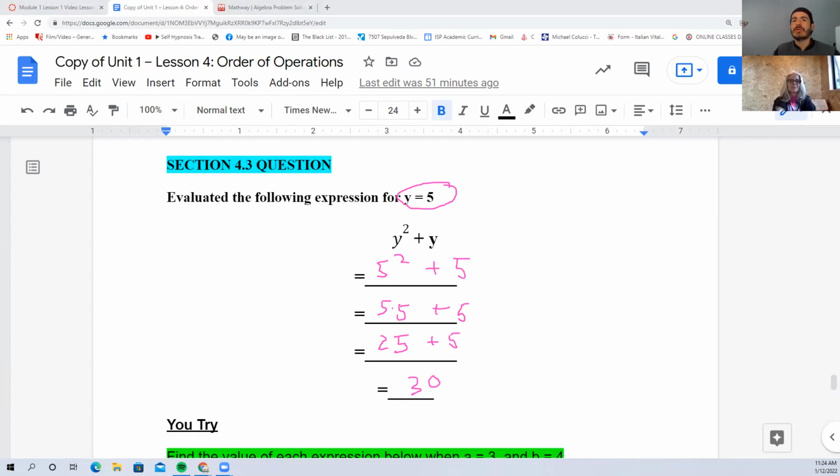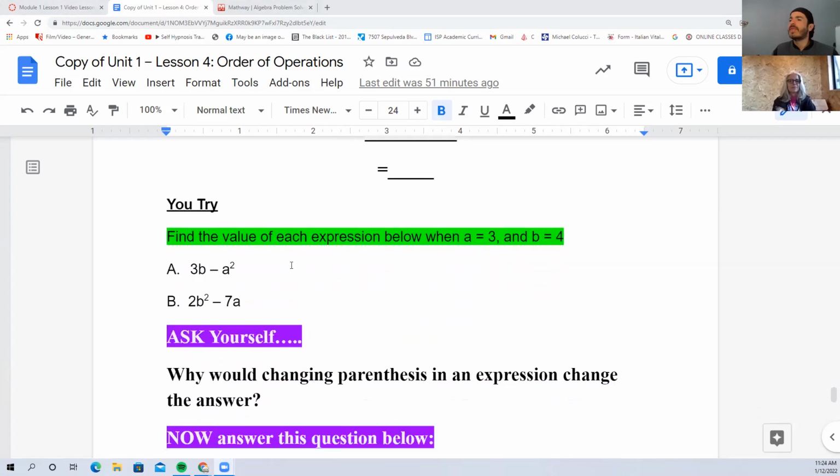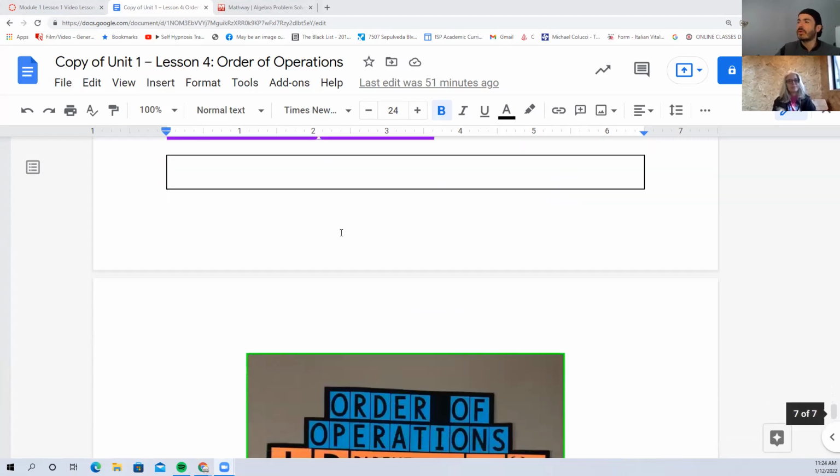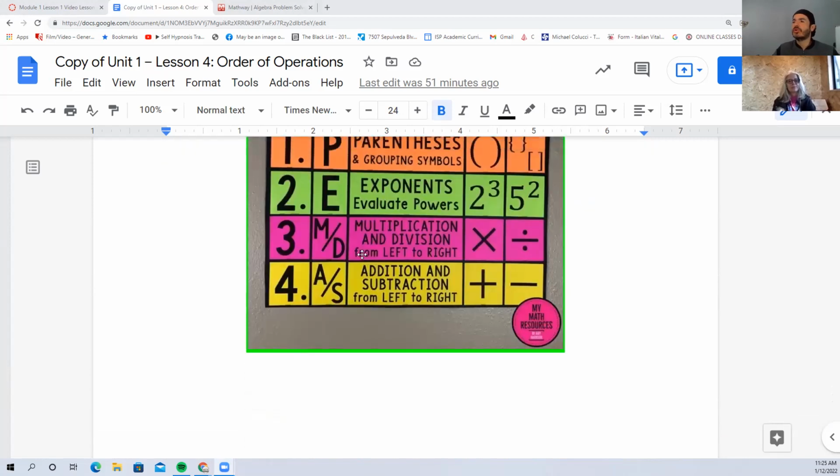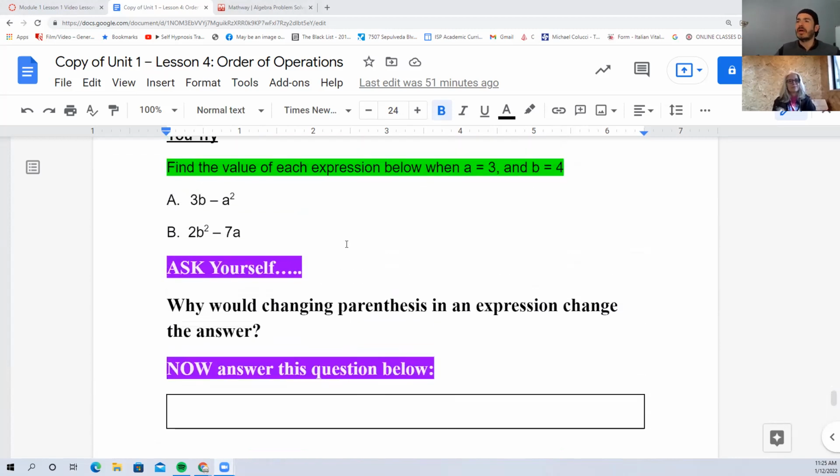We're going to clear our drawing here. We're going to scroll down a little bit. Find the value of each expression below, where a is equal to 3 and b is equal to 4. Okay, we're going to do just one of these, and then I'm going to take a quick break. It's going to be really fast for you guys. And then we're going to jump into the quiz. All right. Let us do A, all right? Actually, no, we're going to do B. I'm going to do B for a very specific reason that I'll point out to you when we get there.